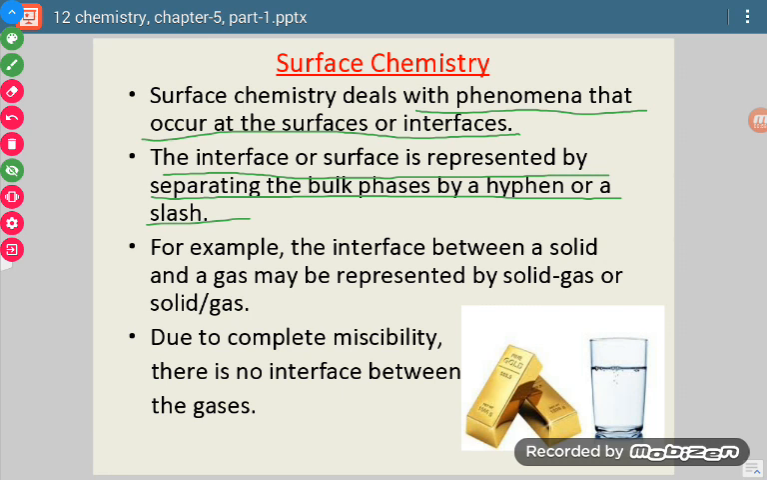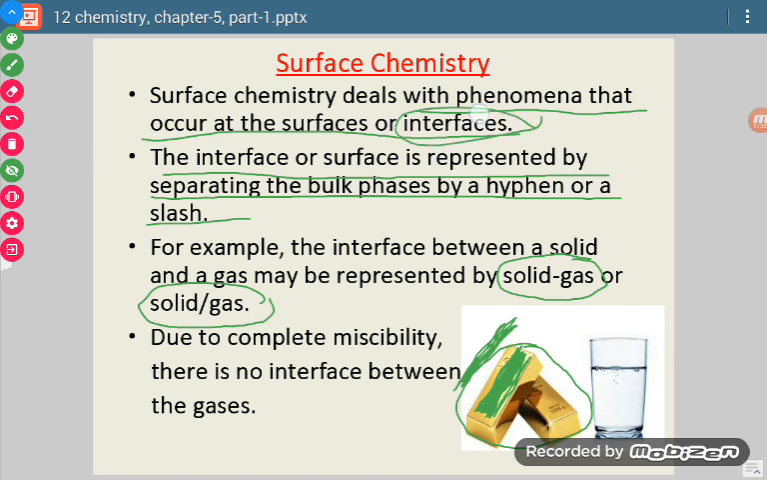Just like if there are two phases, one is solid and another is gas, then we will say it is a solid-gas interface. We will represent it by a hyphen or we will put a slash. Okay. Now see, this is a sample of gold. Now this is its surface. Now at this surface it is in touch with air, that air which is around it. Okay, so this particular place where these two mediums are in touch, this will be termed as interface.